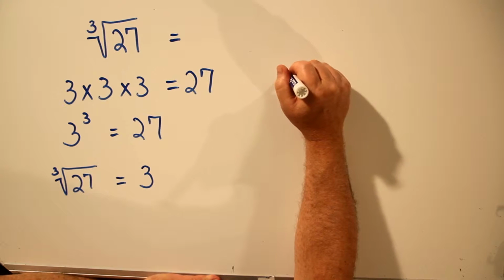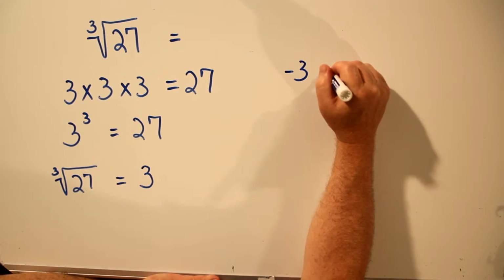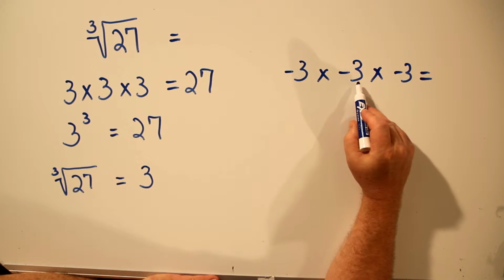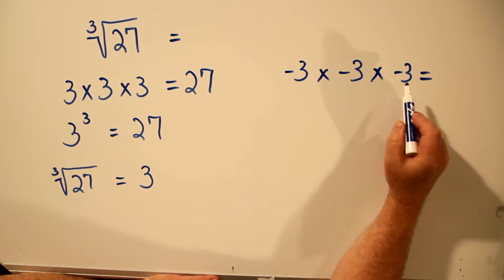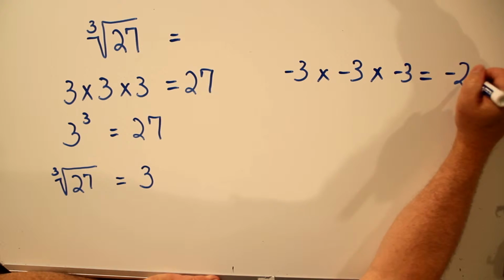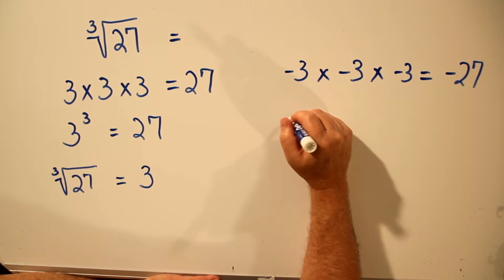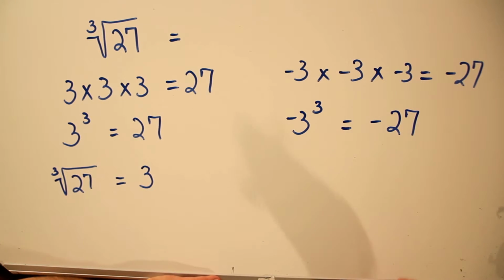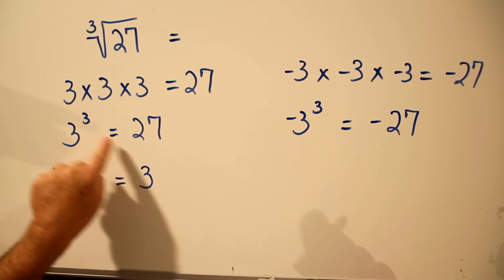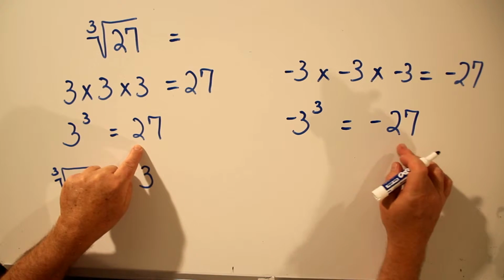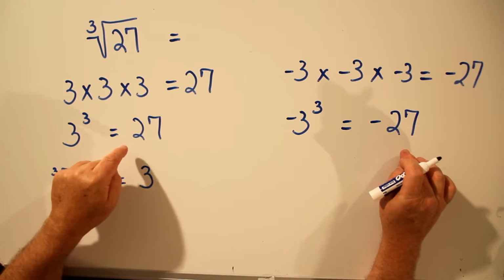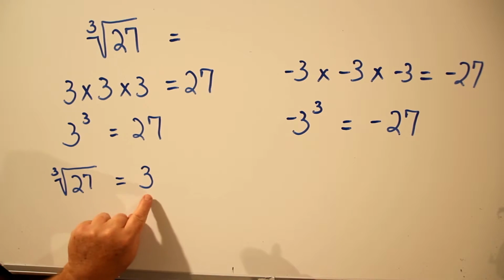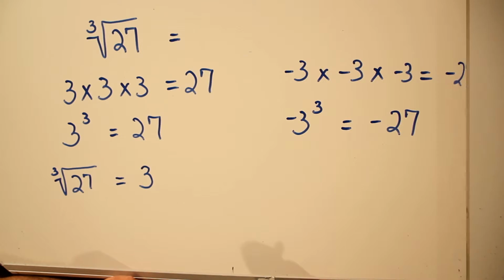Now if you've seen how we've taken the square root, we did the same thing with negative numbers. But what happens with cubed roots? What if we multiplied negative 3 together 3 times? Well, negative 3 times negative 3 is positive 9, times negative 3 is negative 27. Negative 3 to the third power, or cubed, is negative 27. So notice the difference. Here, 3 cubed is 27, and here, negative 3 cubed is negative 27. So we do not have two answers like we do with square root. So the cubed root of 27 is only positive 3.